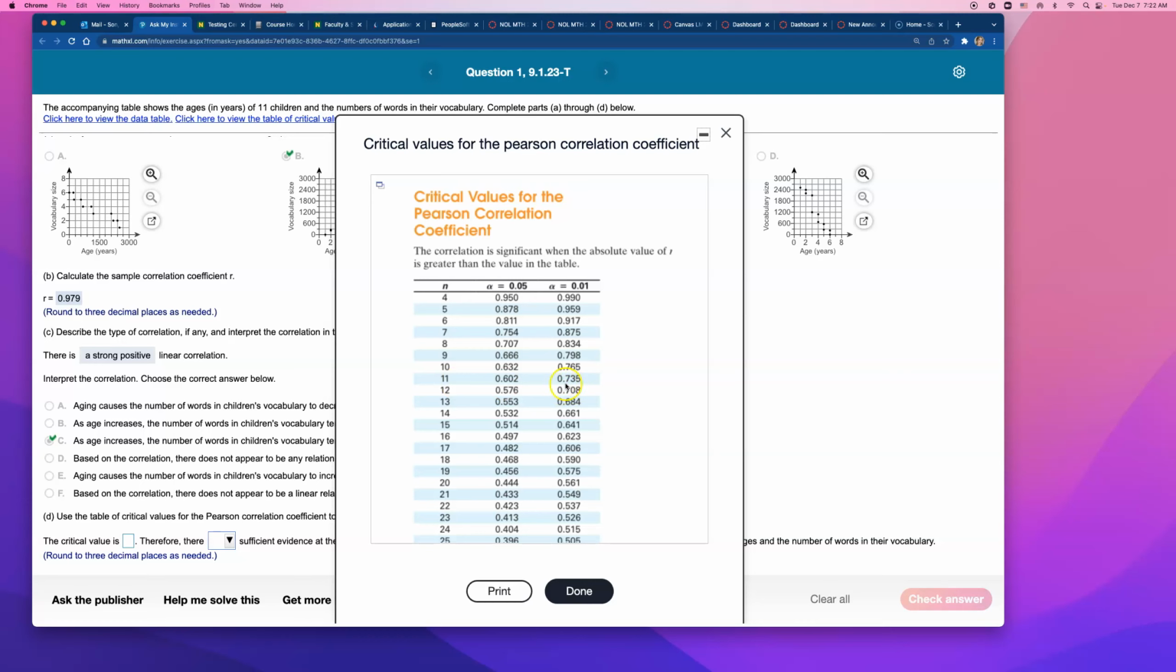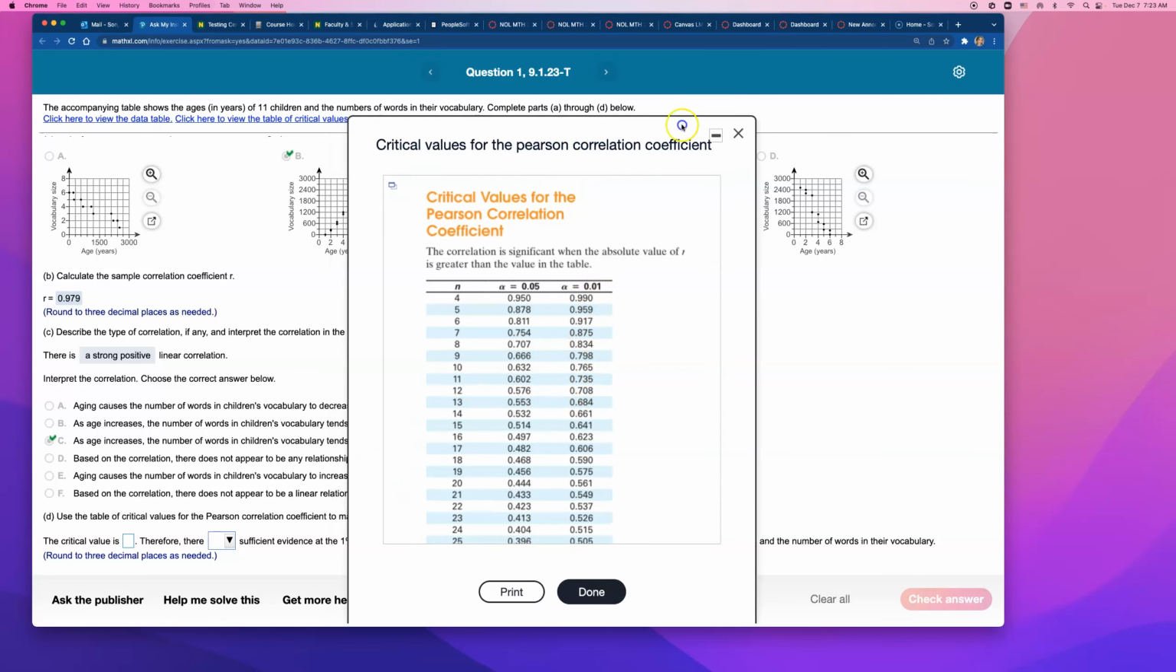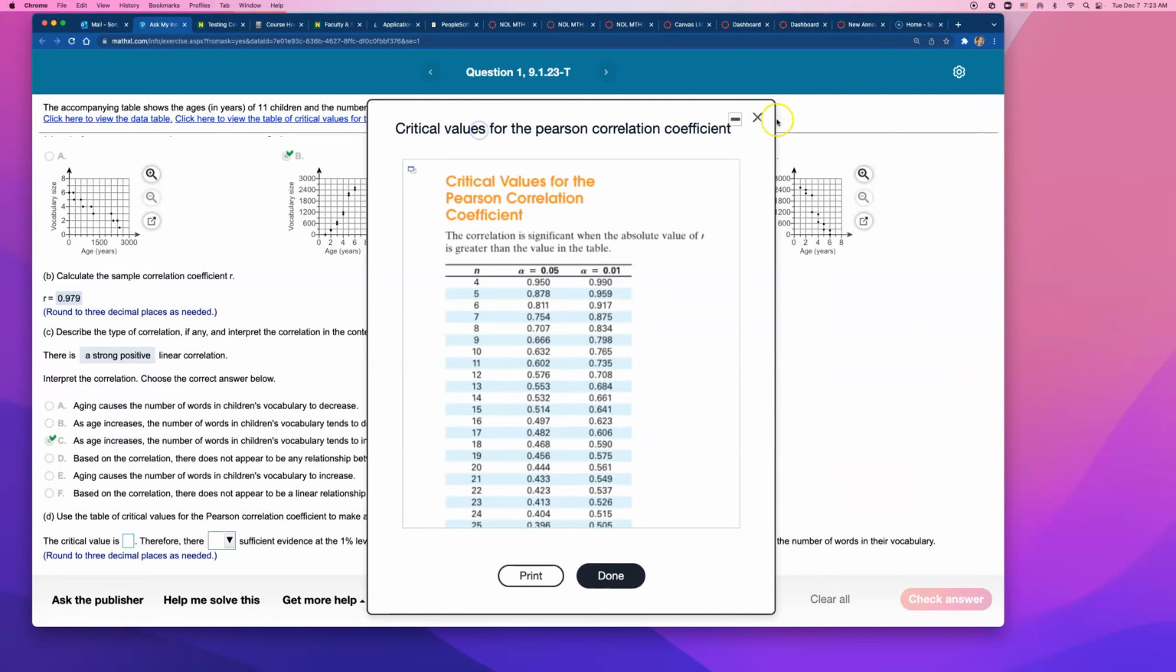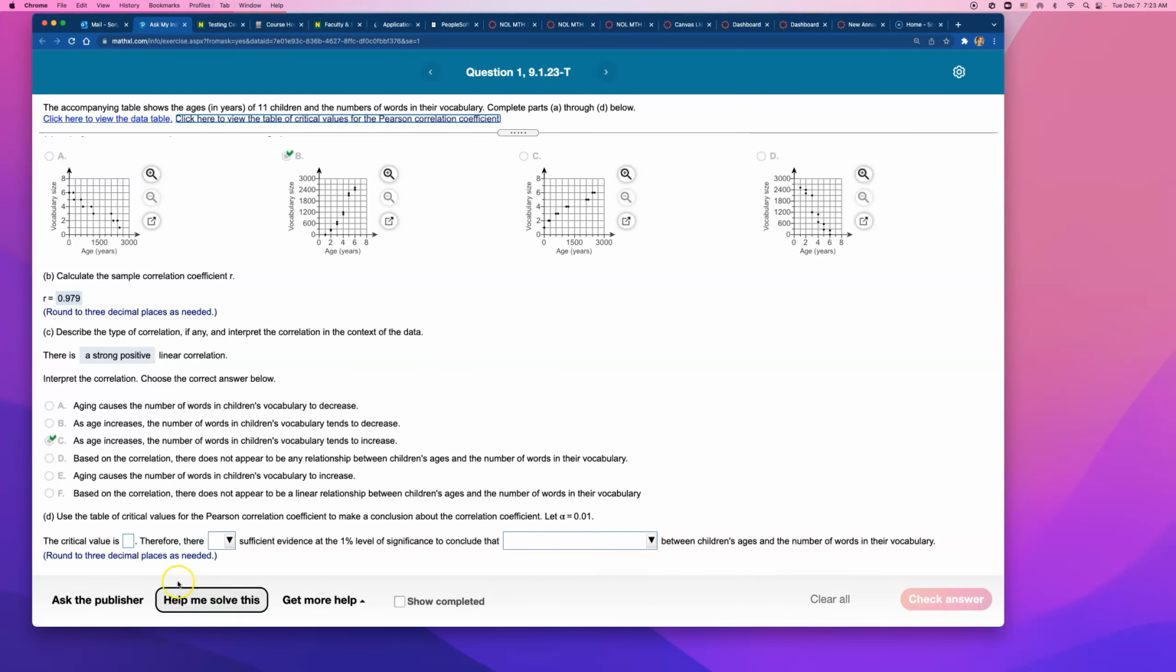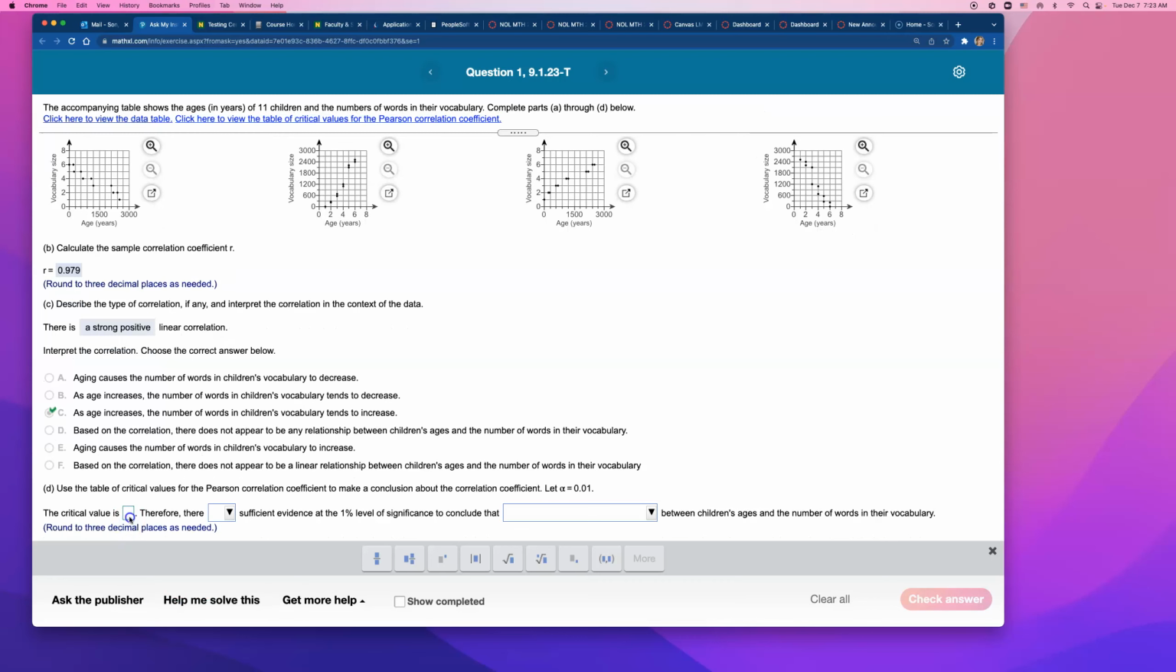Look at this decimal, 0.735. You have to compare your R to this 0.735. And I'm going with this number because we have 11 children in the sample, and the alpha level they want is 0.01. So that's why I'm looking at 0.735, okay? So let's compare these. The critical value is 0.735. Therefore, there is sufficient evidence at the 1% level of significance to conclude there is a significant linear correlation between children's ages and number of words in their vocabulary.